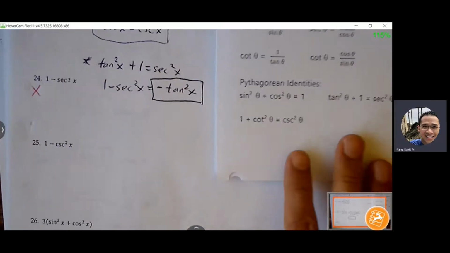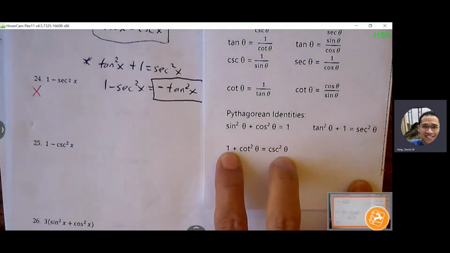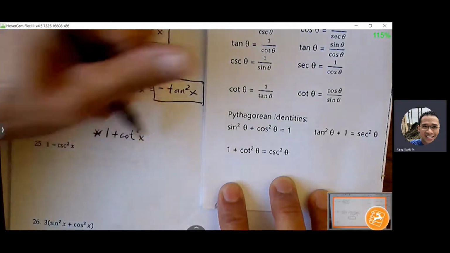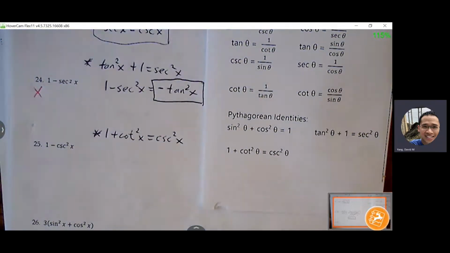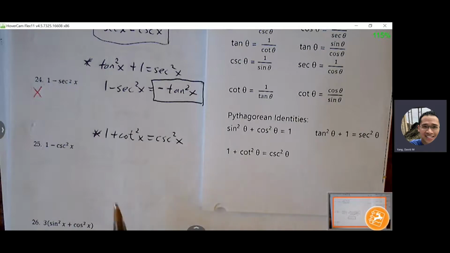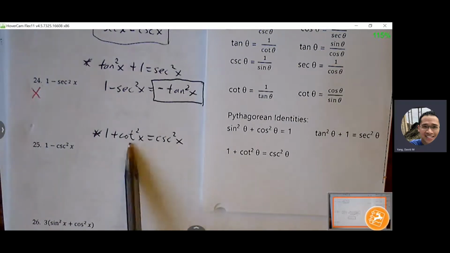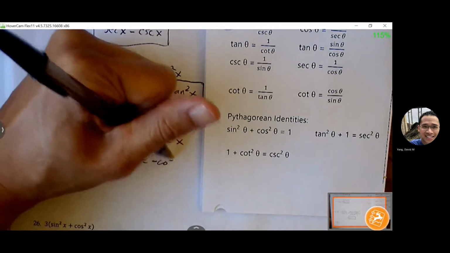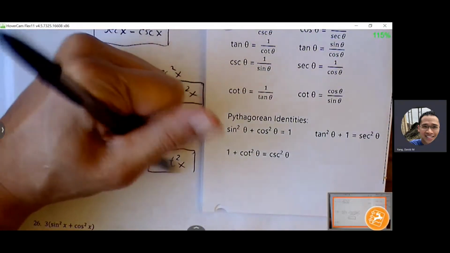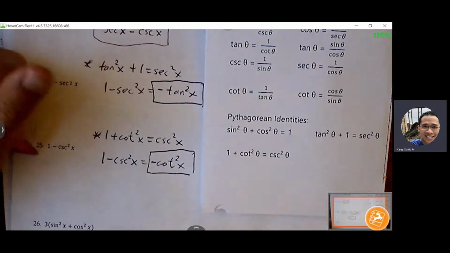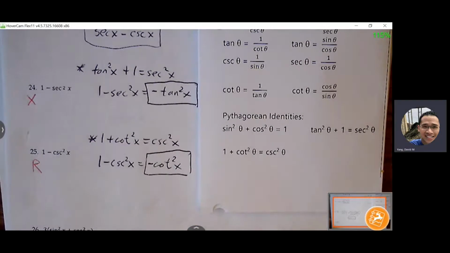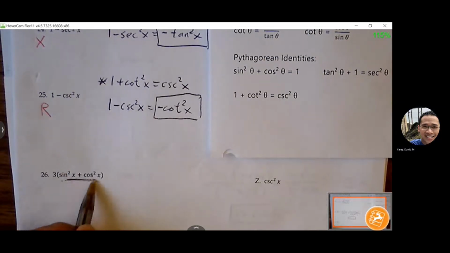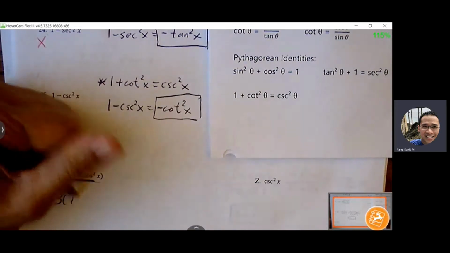You got to be careful with this one as well. 1 minus cosecant squared x equals, right, subtract cosecant squared over, but then we also need to move that cotangent squared over as well. Okay, how about 26? What can we do with this? Substitute in for 1, substitute 1 in for the expression. 3 times 1 is 3.